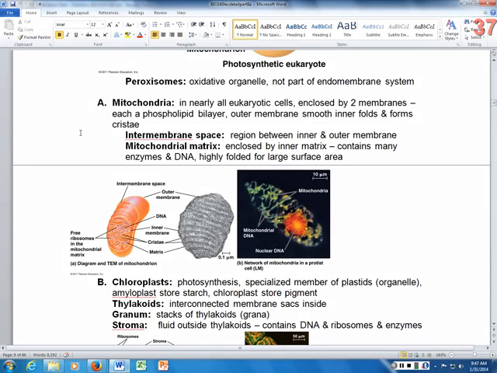So the peroxisomes, these are oxidative organelles. They aren't part of the endomembrane system. What would you expect to find in a peroxisome? Peroxisome. So if you look at the name, hydrogen peroxide in there.